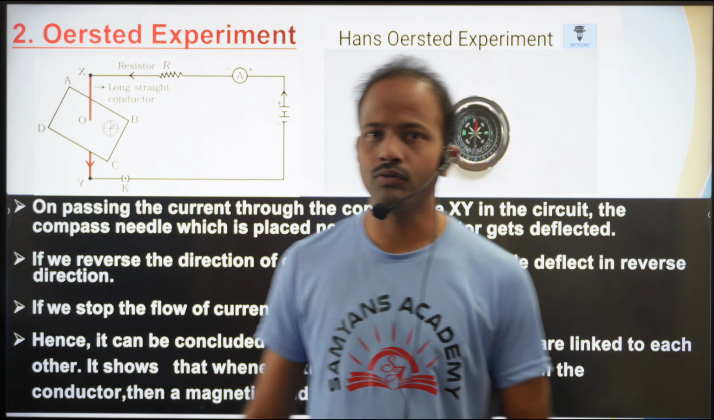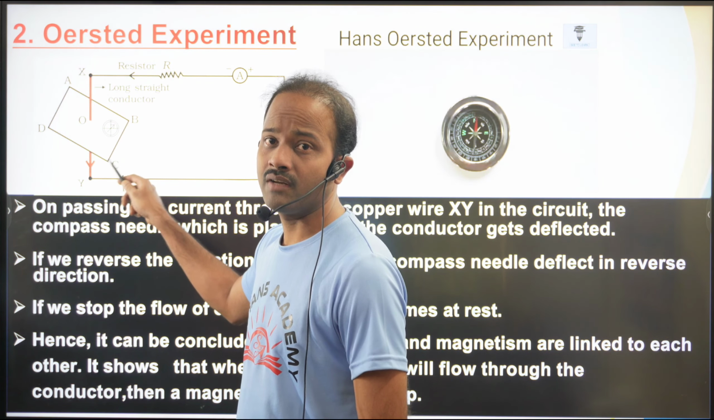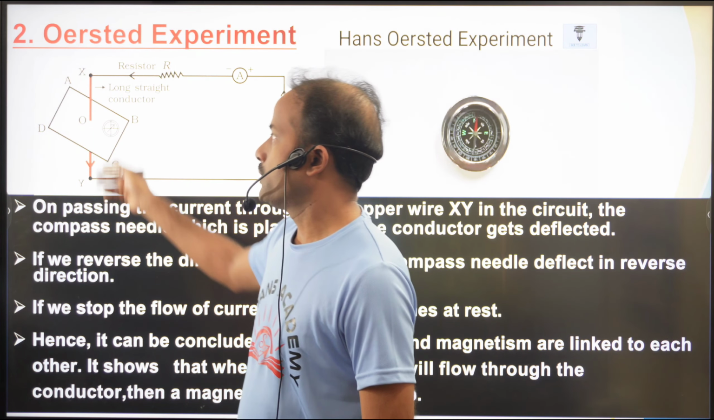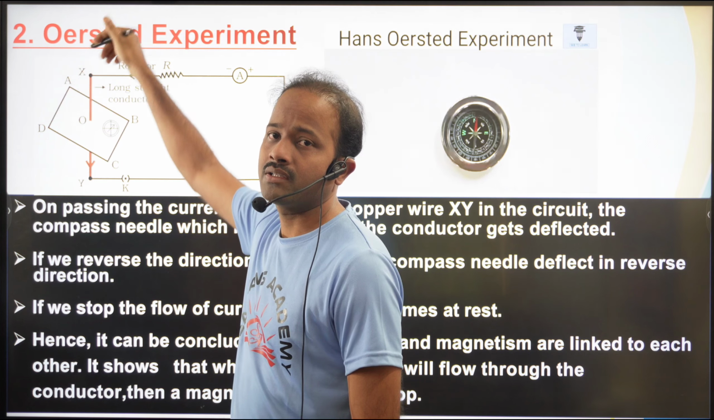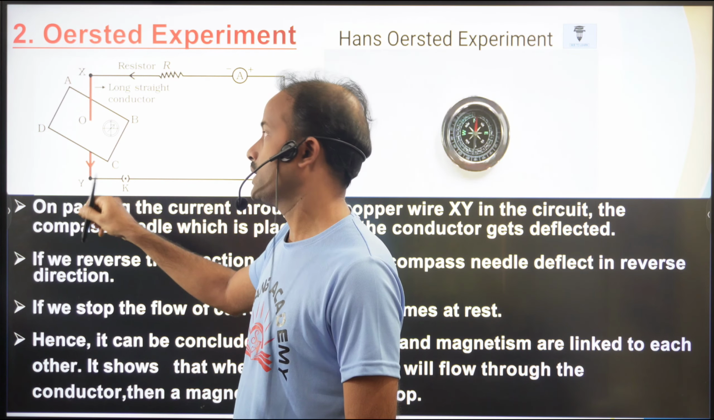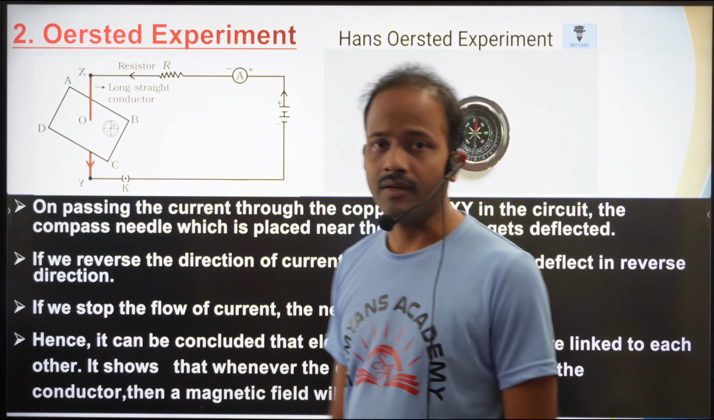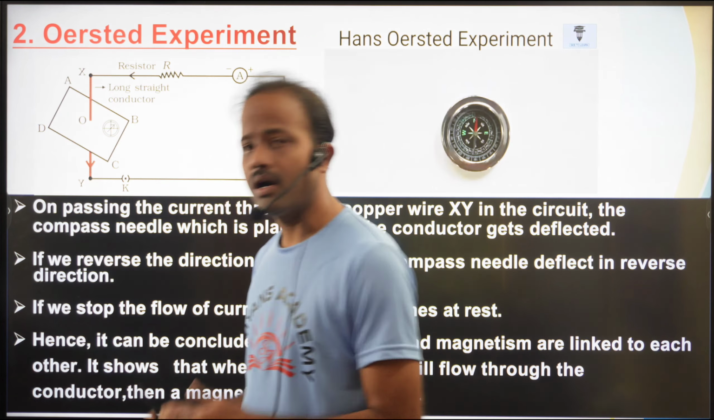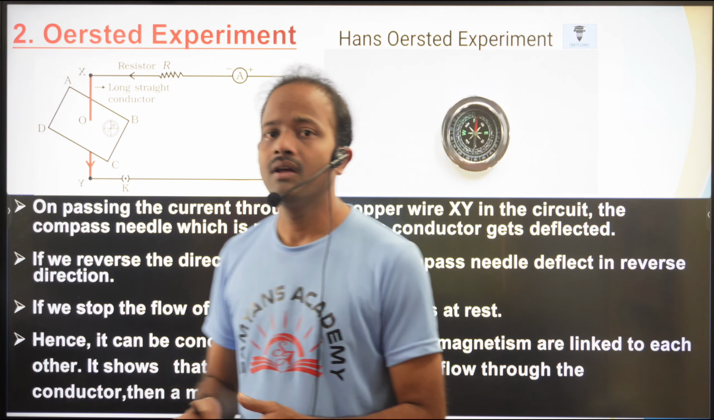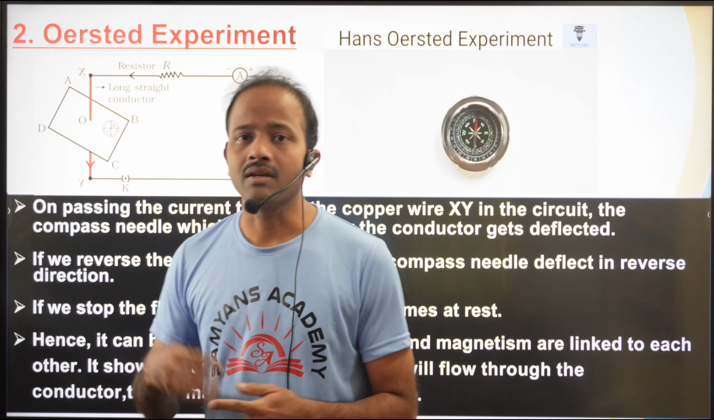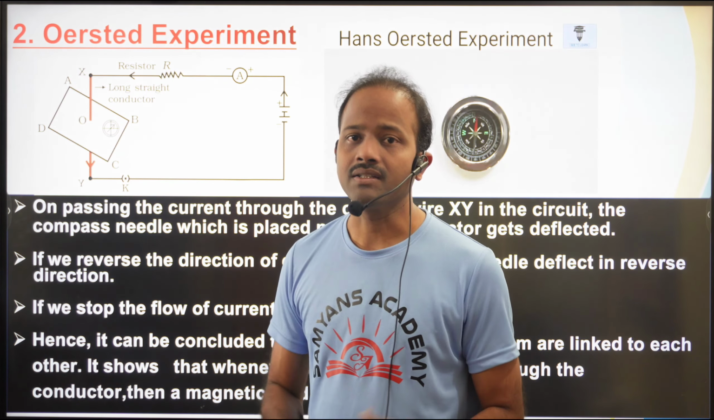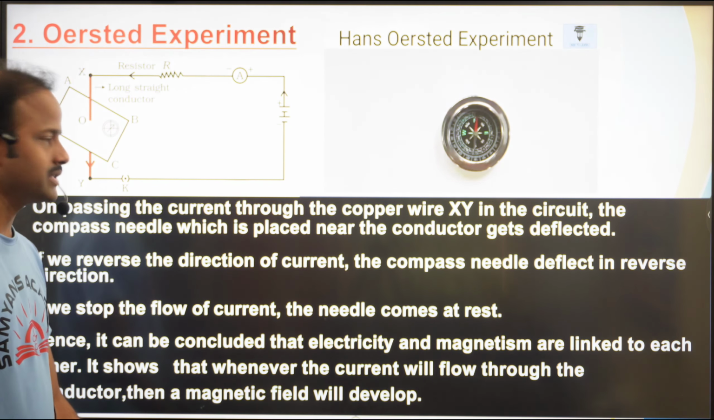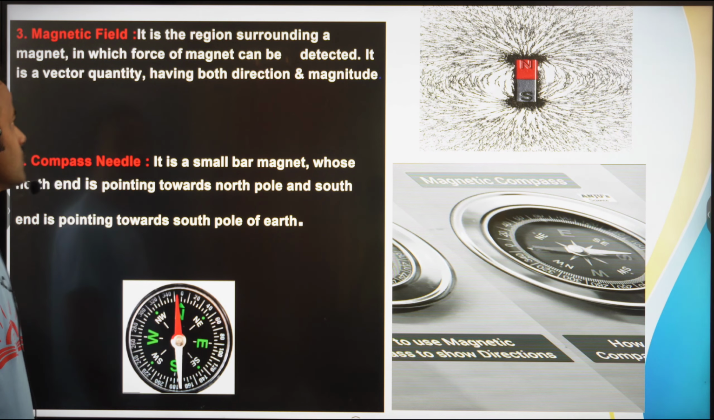On passing the electric current through this XY conductor, the compass needle placed near it gets deflected. When the current is moving in the upward direction, it deflected towards the west. When the current is moving in the downward direction, it gets deflected in the east direction. So from this experiment we confirm that whenever there is a current in the conducting wire, there is a magnetic field. That means current and magnetic field are linked to each other. Right, now this is about Ørsted's experiment. Is it clear? Now move on to the next one.